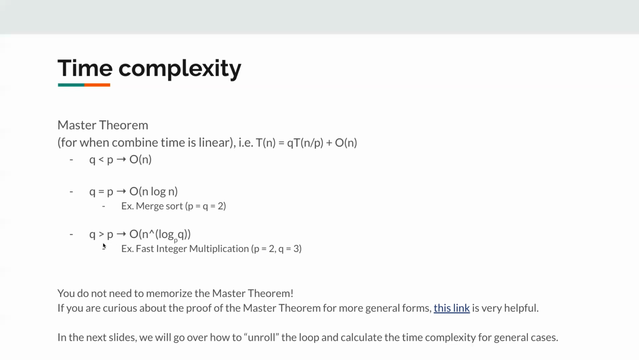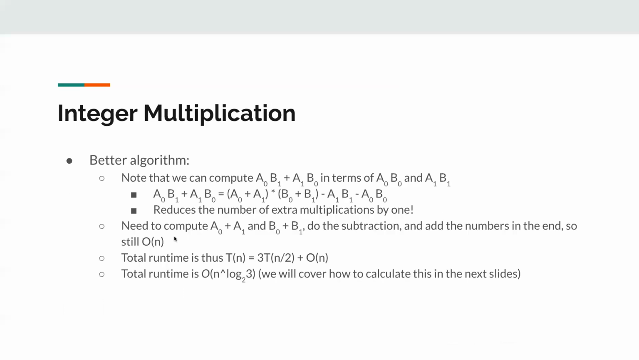And the last case is that Q is larger than P. This is the example with integer multiplication, where each time you split the problem into half of the original size, but then you have three subproblems. And then the runtime is going to be n to the log base P of Q, which if you go back and check the runtime, it matches here, because one is 2 and the other one is 3.